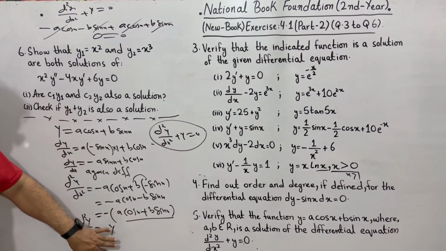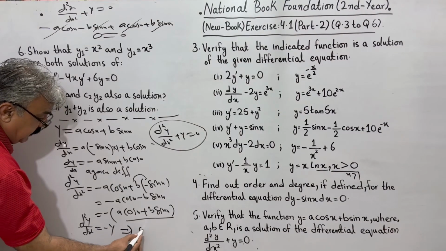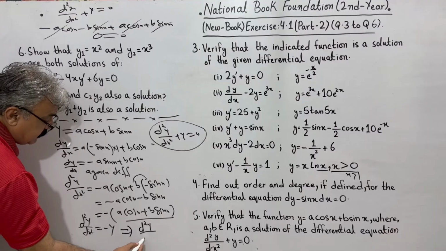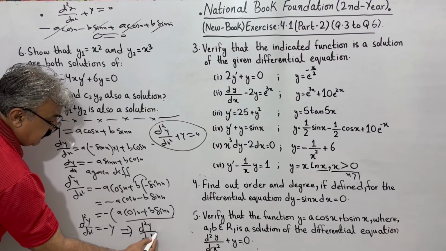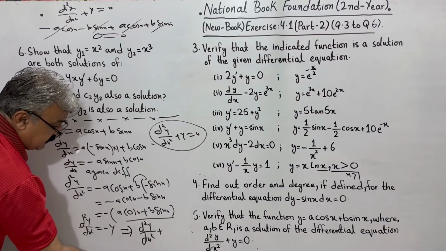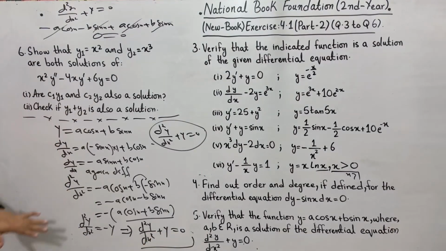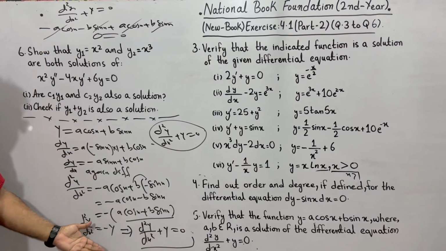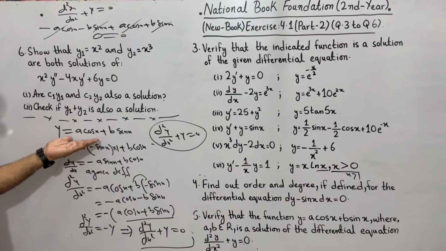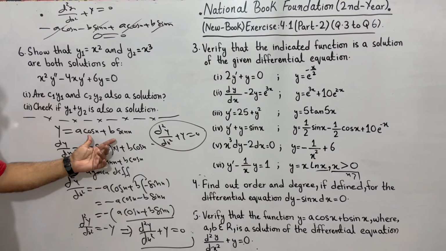It is given to us. Shift y to the right hand side. The left hand side is going to be our required differential equation where the constant has been eliminated: d square y, the second derivative of y with respect to x, plus y is equal to 0, as mentioned. This is the verification, the accomplishment of the differential equation independently from the given function.